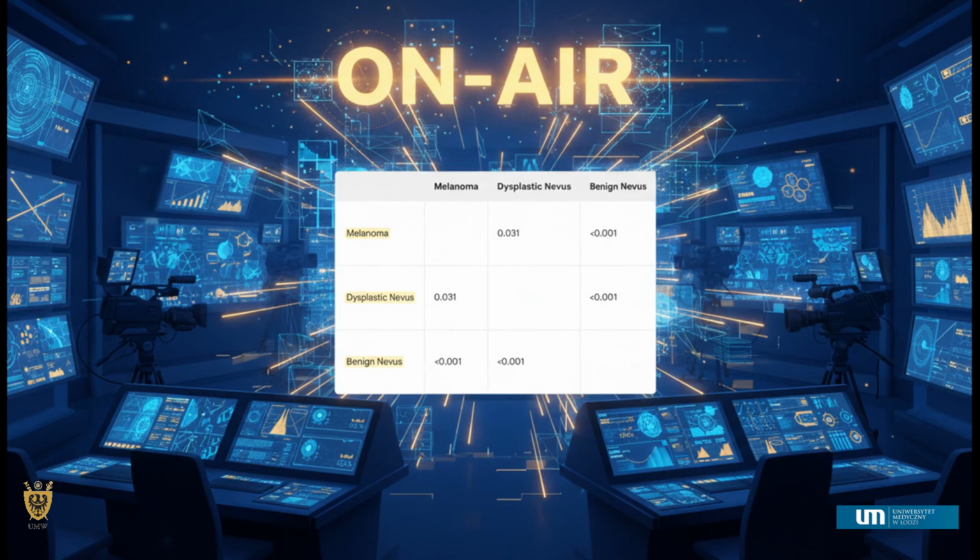This table really gives us the statistical proof. These are the p-values, which measure the probability that what you're seeing is just due to random chance. A value under 0.05 is considered significant, and as you can see, these values are incredibly low. This provides strong evidence that the differences in fractal dimension between these groups are real and meaningful.